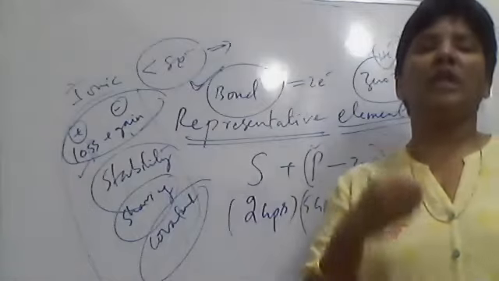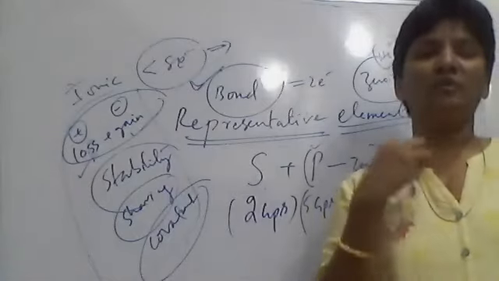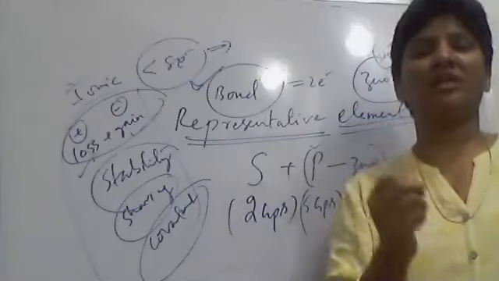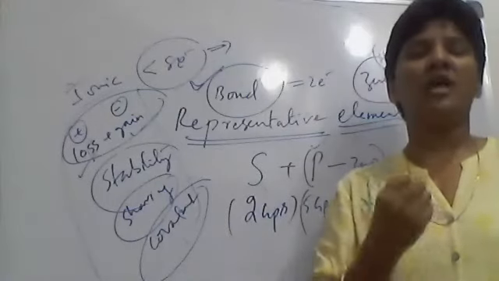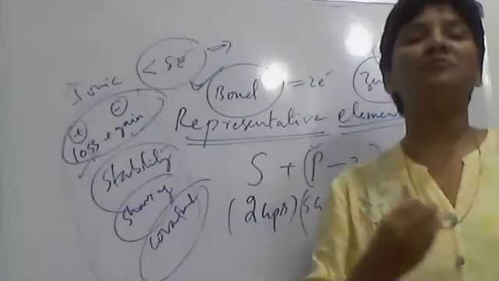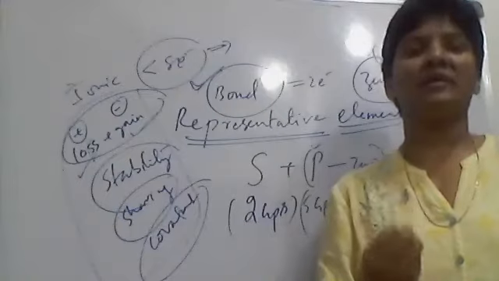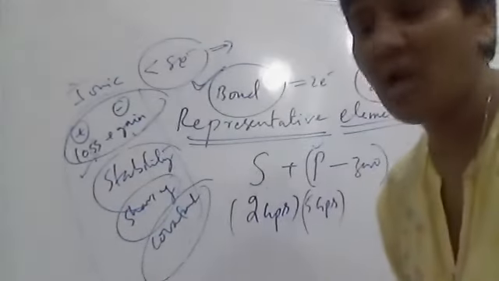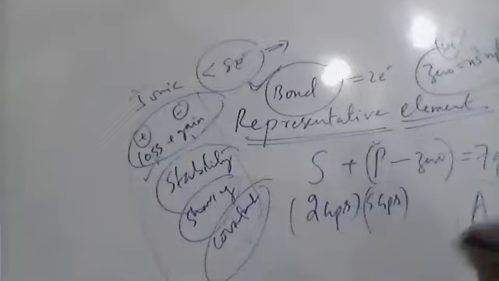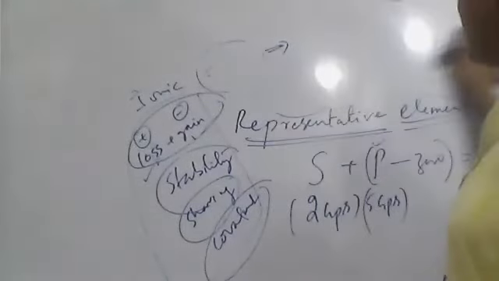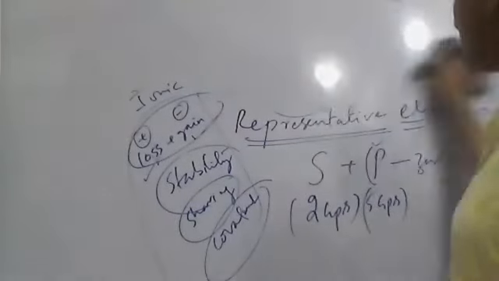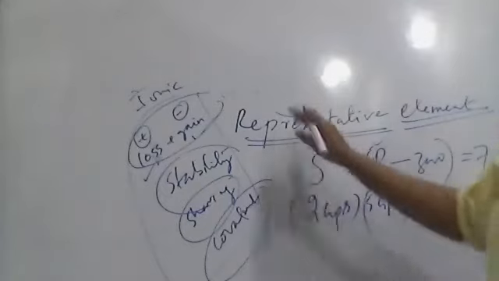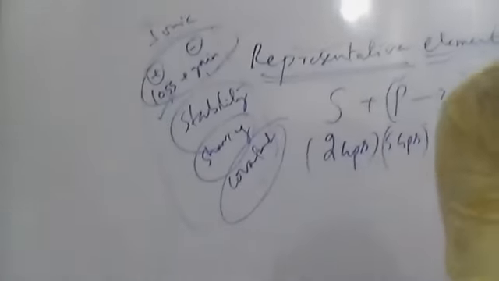So therefore, they lose or gain electrons to form ionic bond. Sometimes, other than metals, they share electrons to form covalent bond. So thus, they represent bond formation and different chemical reactions, and are called representative elements. So therefore, what will be their general electronic configuration? S block element. What is S block element?